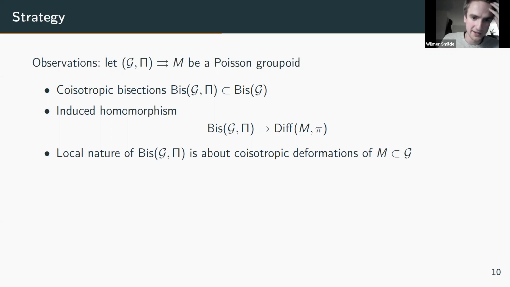In a similar way that we looked at the diagonal, the local nature of the coisotropic bisections of a groupoid is.